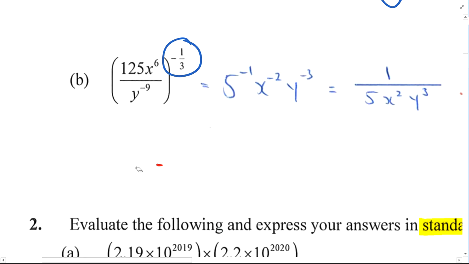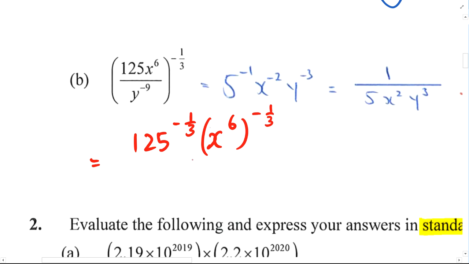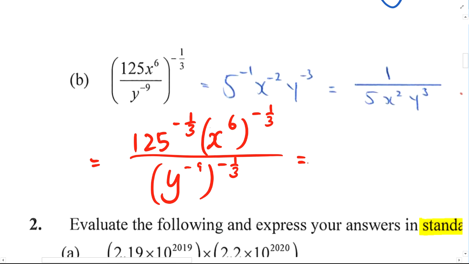So in the numerator, I've got 125 x power 6. This power goes to the numerator. So we end up with 125 to the power of negative 1/3 x to the power of 6 to the power of negative 1/3 divided by y to the power of negative 9 to the power of negative 1/3. We can simplify this. 125 to the power of negative 1/3, you can use your calculator if you want to. If you don't want to, you can realize that it is simply 5 to the power of negative 1, because 125 is actually 5 to the power of 3.